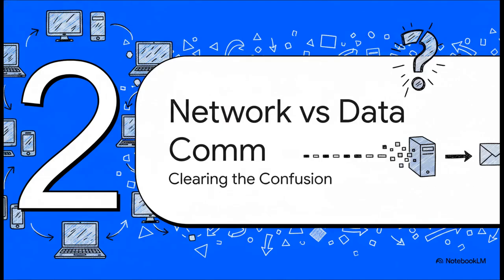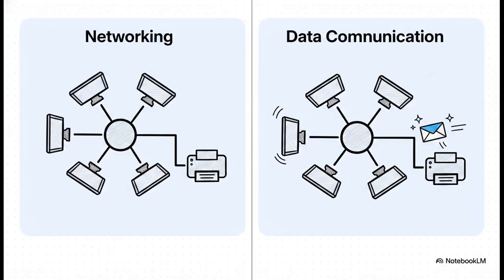Moving right along to Section 2, networking versus data communication. Now, you hear these terms thrown around interchangeably all the time, but they are actually entirely distinct concepts. Networking is the infrastructure itself. It's how devices are physically and logically linked together. Think of an entire college computer lab. It's like a massive highway system connecting cities. Data communication, on the other hand, is the actual traffic moving on those highways. So networking lays the roads and sets the speed limits, while data communication is the actual act of driving the cargo from point A to point B.